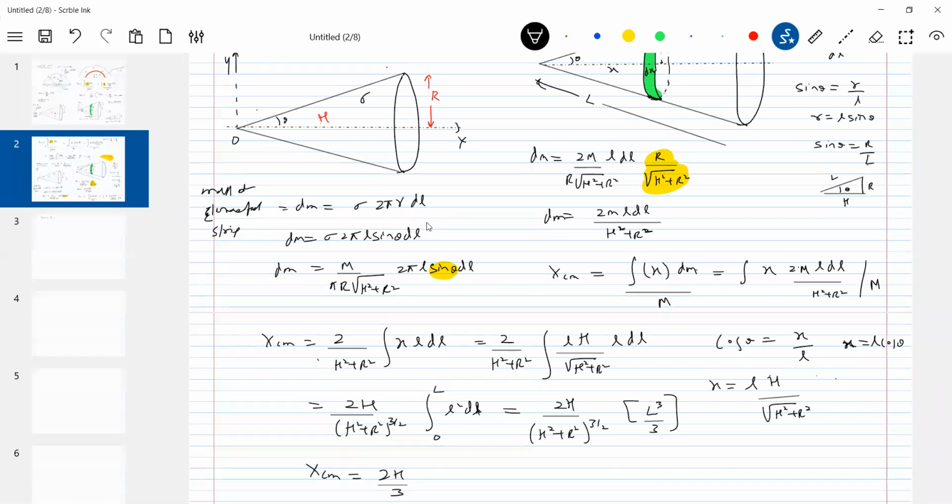Yes, sir. Well, you have to remember, nobody will ask you. A student must have an idea. For a hollow cone, the center of mass will be 2h by 3. Solid cone 3h by 4, hollow cone 2h by 3.